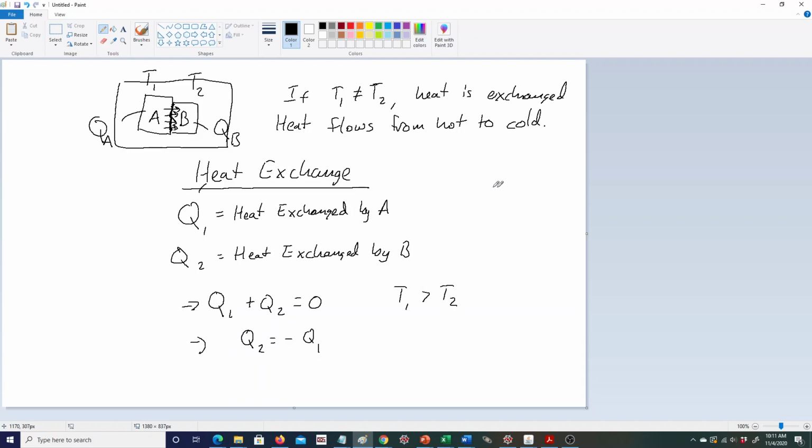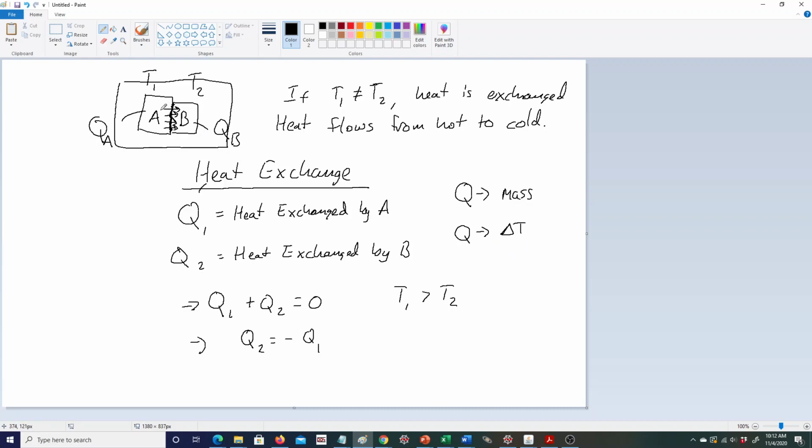Well, what is heat proportional to? You can imagine that heat should be proportional to mass. The more of object A I have at a specific temperature, the more heat it's going to have available to move. So Q is proportional to mass. And Q, the amount of heat to be exchanged, is going to also be proportional to the temperature differences.